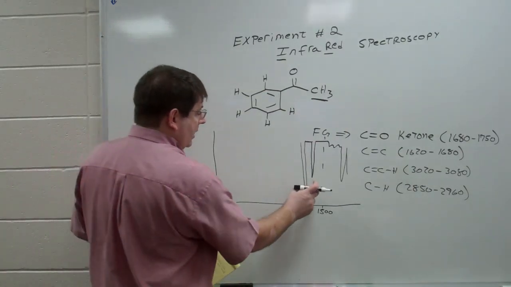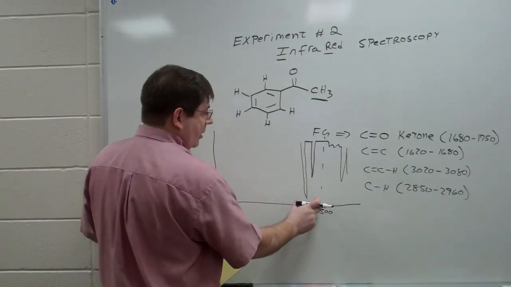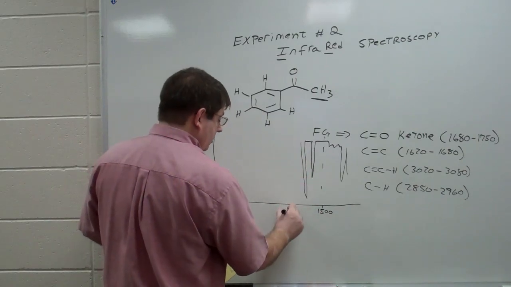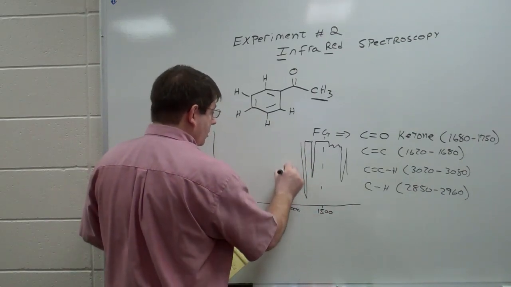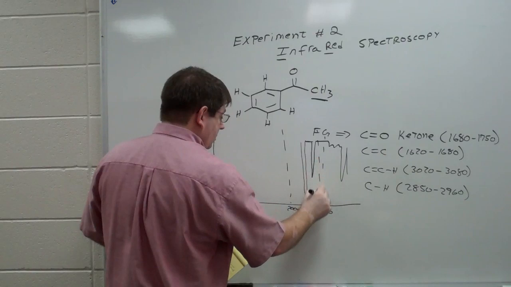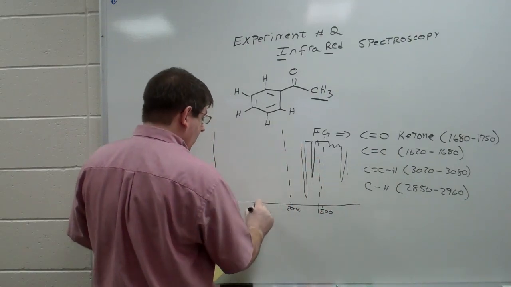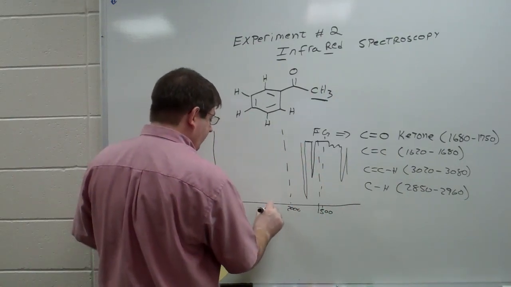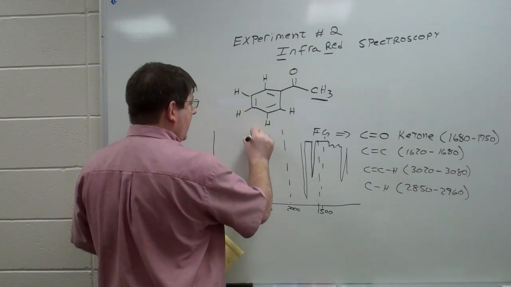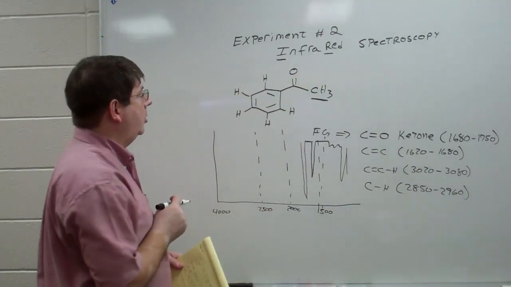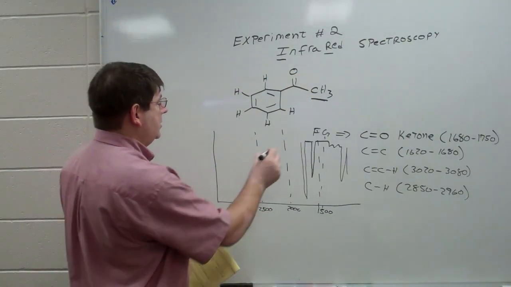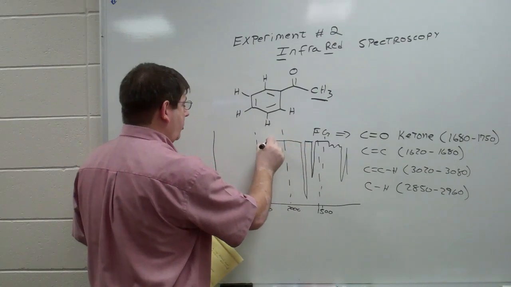So we're going to see two stretches in the 1500 to 2000 range. Call that 2000. 1500. So there we've got those stretches. We're not going to have anything between 2000 and 2500 because we have absolutely nothing in this molecule that is sp hybridized, so we'll just see a straight line kind of go through there.